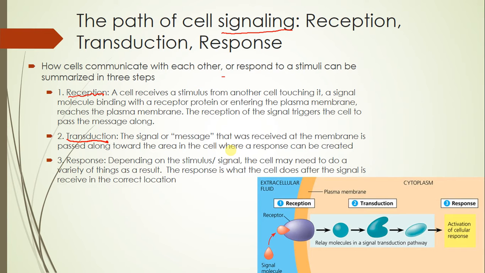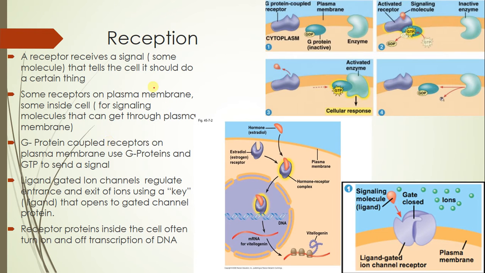The third part is the response. So depending on the stimulus or the signal, the cell may need to do a wide variety of things. For example, there might be a signal to tell the cell that it needs to start producing more protein, or take in glucose from outside, from the bloodstream, like if the signaling molecule was insulin. The response is what the cell does after the signal is received in that correct location. So the response is basically what happens, what does the cell need to do when it receives this signal. Right.